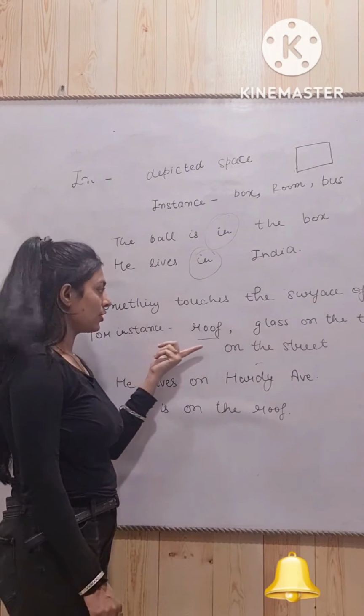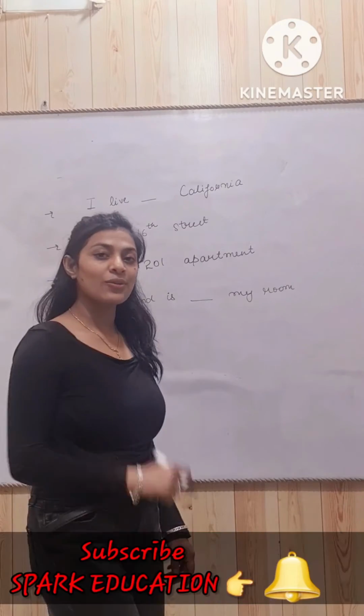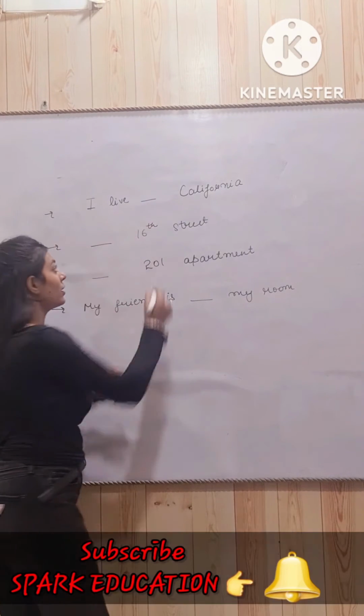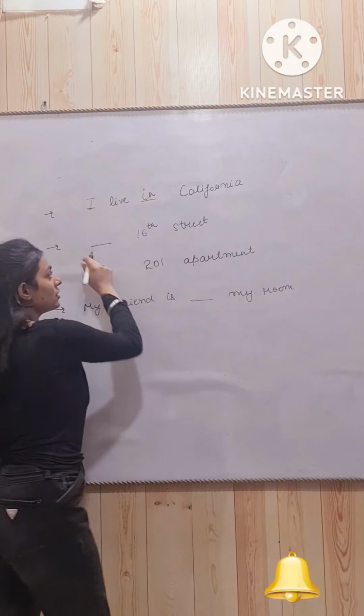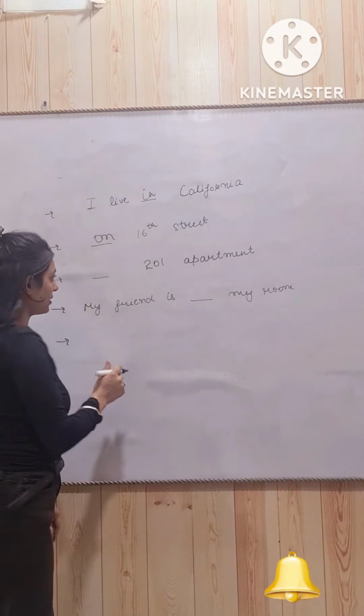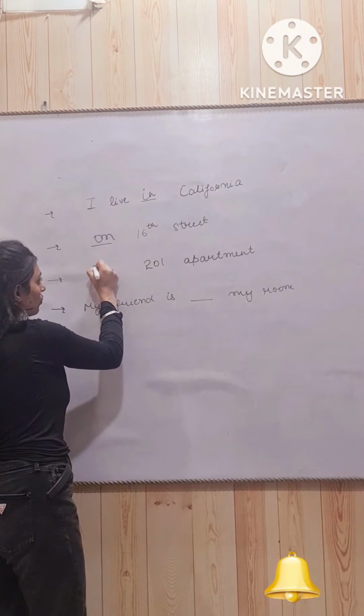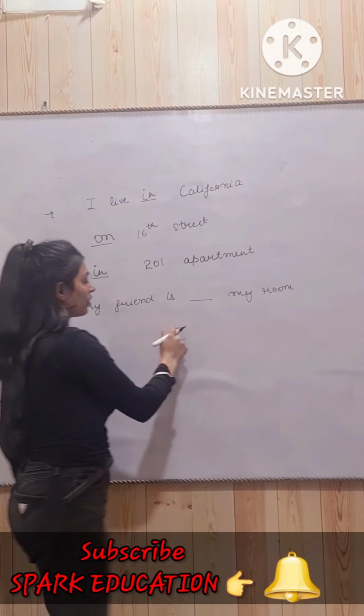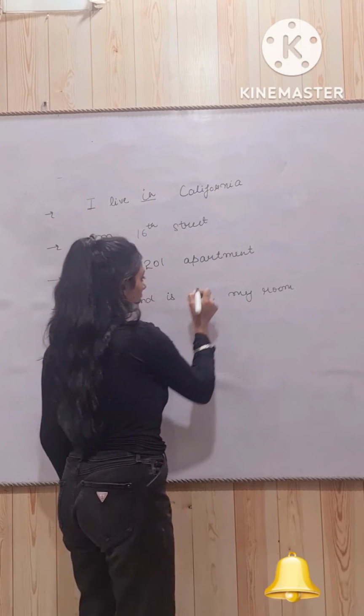For instance, roof, glass on the table, correct, on the street. I live in California and on 16th Street in 201 apartment. My friend is in my room.